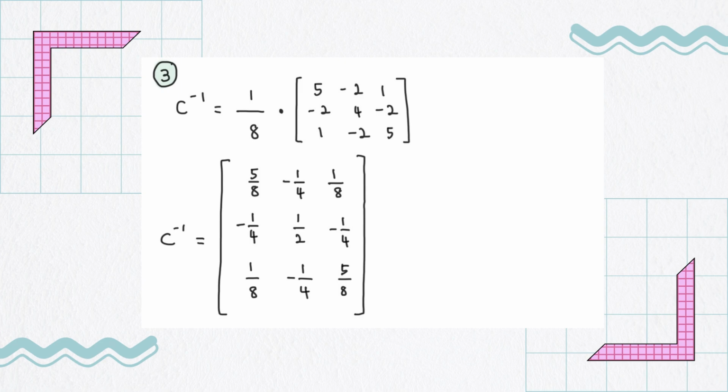So 1 over determinant C, which is 8, times adjoint C: 5, negative 2, 1, negative 2, 4, negative 2, 1, negative 2, 5. We just multiply it and we get the inverse of matrix C equal to 5 over 8, negative 1 over 4, 1 over 8, negative 1 over 4, 1 over 2, negative 1 over 4, 1 over 8, negative 1 over 4, and 5 over 8. That's all.